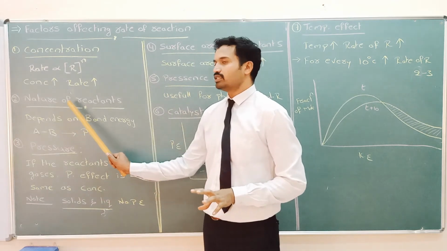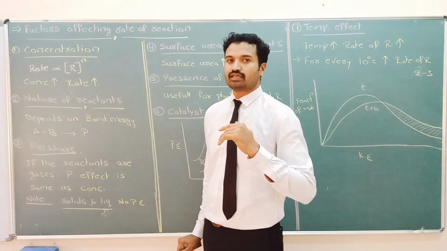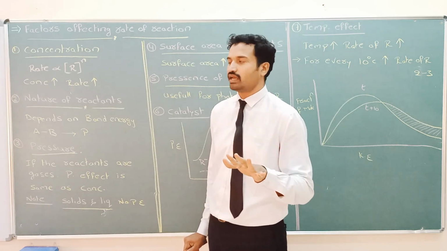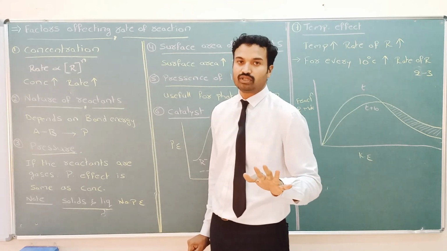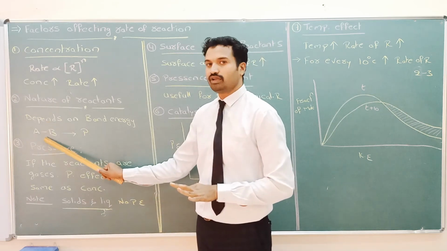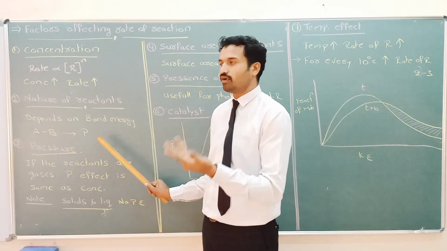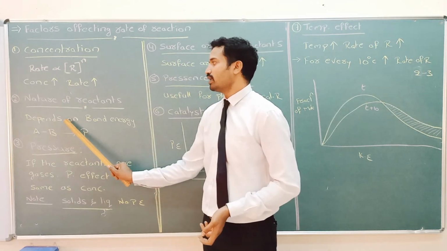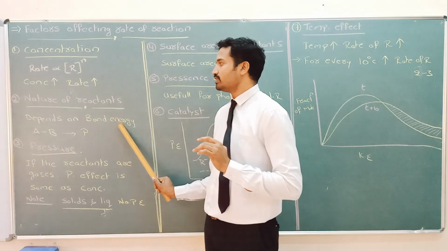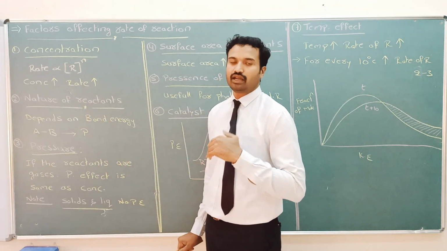So nature of reactant means ionic reactions are very fast, covalent reactions are very slow. Why? Because in ionic reaction there is no breakage of bond, there is no making of bond. But in covalent reaction, reactant bonds will break, product bonds will form. So here ionic reactions are very fast. So nature of reactant means bond energy influences the rate of a reaction.